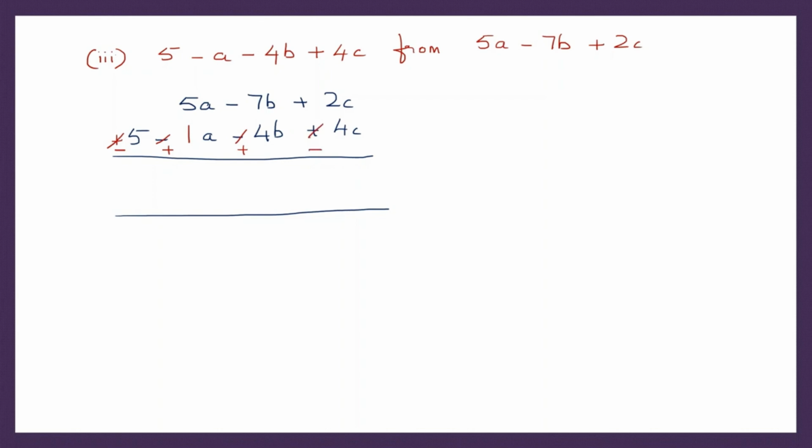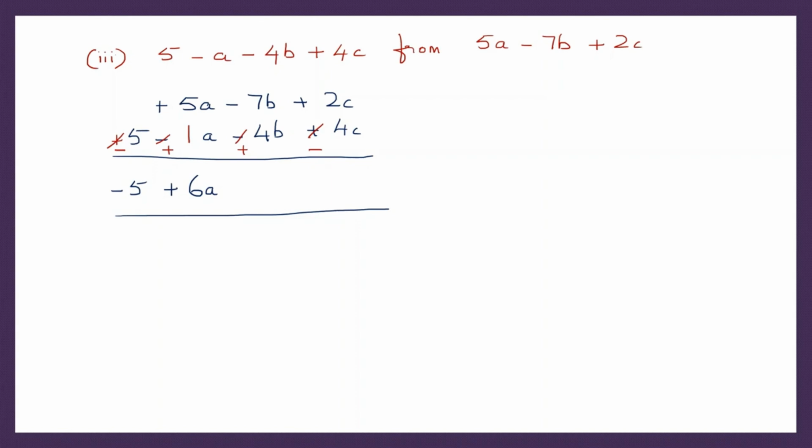Now let's start working out. So minus 5 will remain the same. Let's go to the second row of a. So this is plus 5a. So we have plus 5 and plus 1. Signs are the same. So put the same sign and add the numbers. 5 plus 1 is 6 and write a.